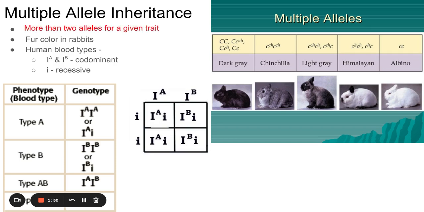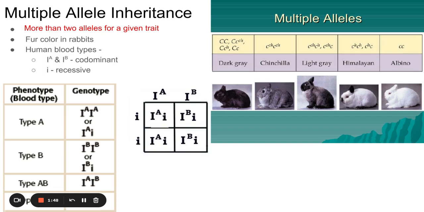And so when we say that something is inherited by multiple alleles, that's what we mean. It's not just one gene, dominant, recessive. There's more than one gene that determines that trait. Here's another example.